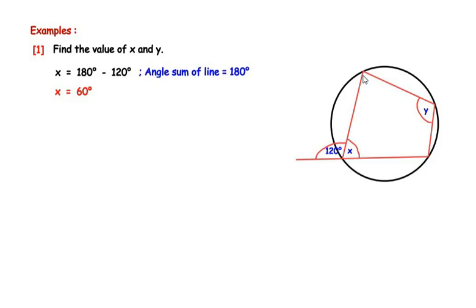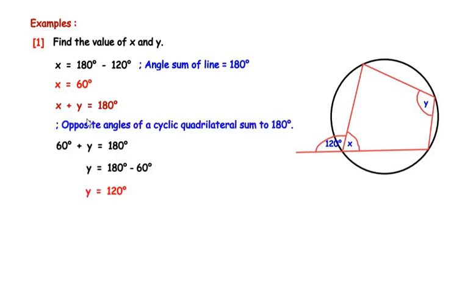Now here we can see that this is a cyclic quadrilateral because all the vertices of this quadrilateral are on the circumference of the circle. So we can add the opposite angles to give us 180 degrees. So here we have added the opposite angles, that is x plus y is equal to 180, and the value of x we got as 60. So 60 plus y is equal to 180. Now taking 60 to the other side of the equal sign, we get the value of y as 180 minus 60, or y will be equal to 120 degrees. So this is our answer.